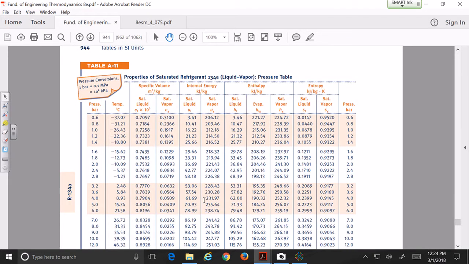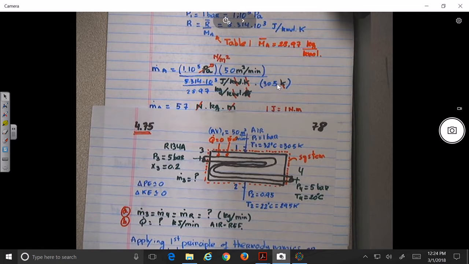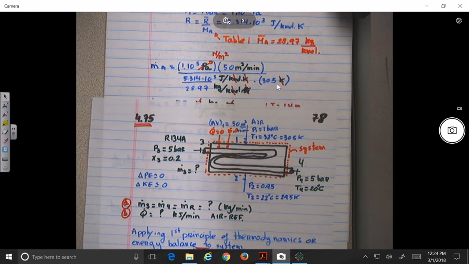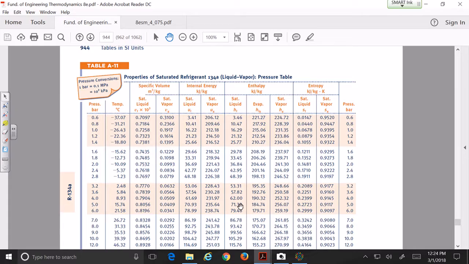So basically, what do we know about this? You need to go to your figure. Let's start with H3. H3 is actually a mixture, no? So it's probably going to be A10, I guess. Well, let's go. State 3 is a mixture. So we know 5 bars and 0.2. Let's go to this one over here. No, it's this one, A11 at 5 bars.